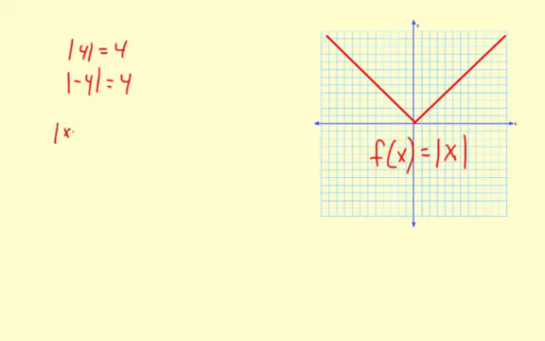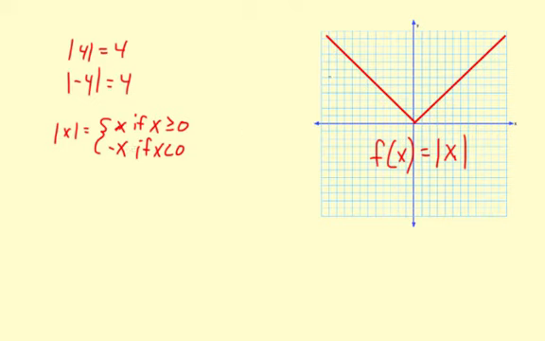Absolute value of x is the same thing as x if x is greater than or equal to 0, or negative x if x is less than 0. So that says if you have 0 or a positive number, the absolute value of that number is the original number. But if you have a negative value, then you're taking the opposite and making it positive.